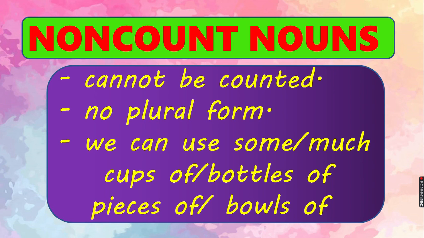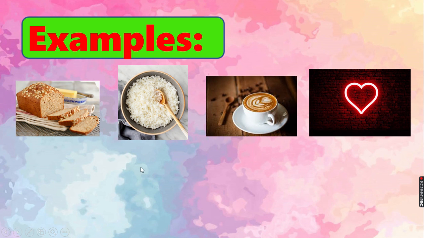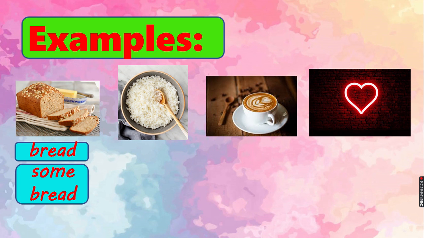Let's have some examples. These pictures are all non-count nouns. First one, bread. We do not say breads. Can we say breads? No. There's no plural form for the word bread, we just say bread. We can say some bread. There is some bread.